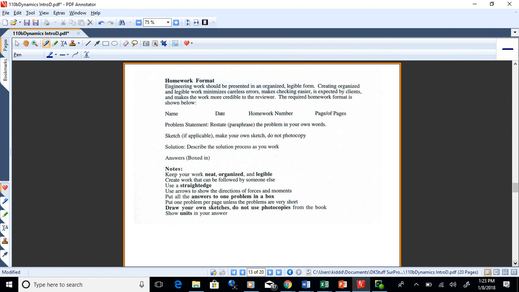Okay. Use arrows to show the directions of forces and moments. Put all the answers to one problem in a box. One problem per page. Draw your own sketches, use a straight edge. Get a decent sketch in there. Do it quick, don't waste time. Show units in your answer. Okay, so that's the idea on this stuff.